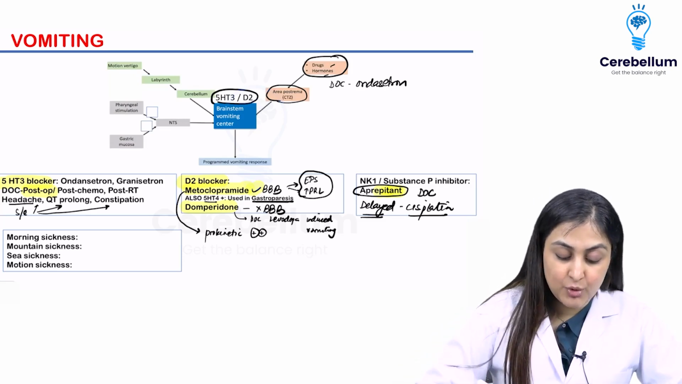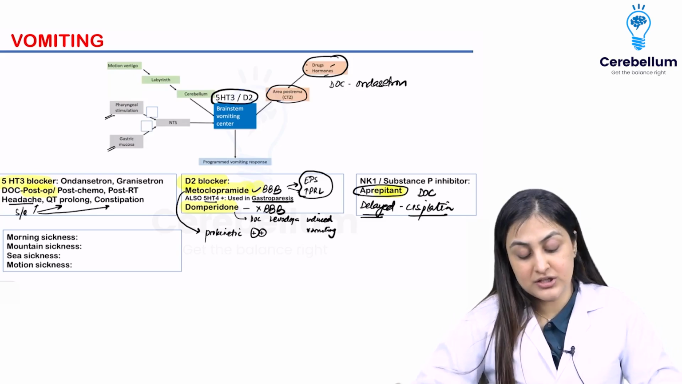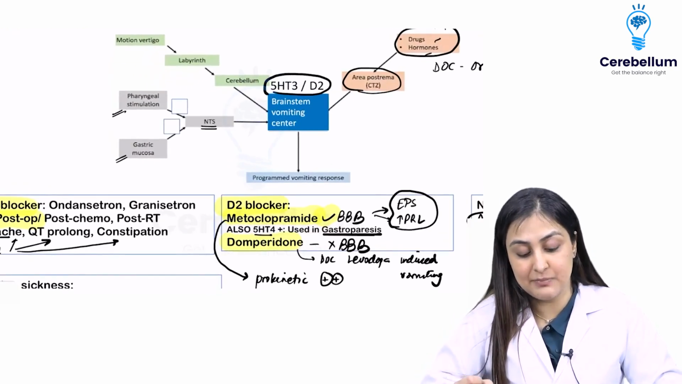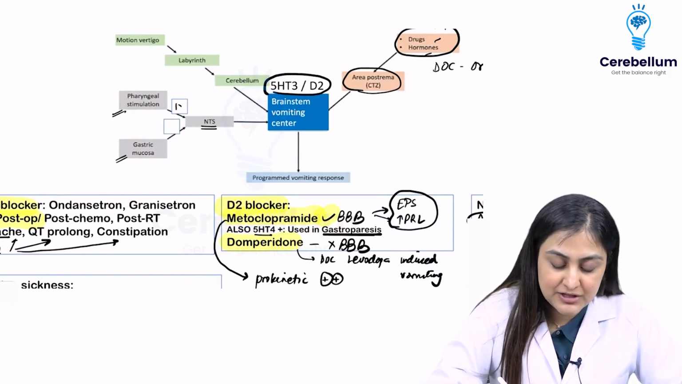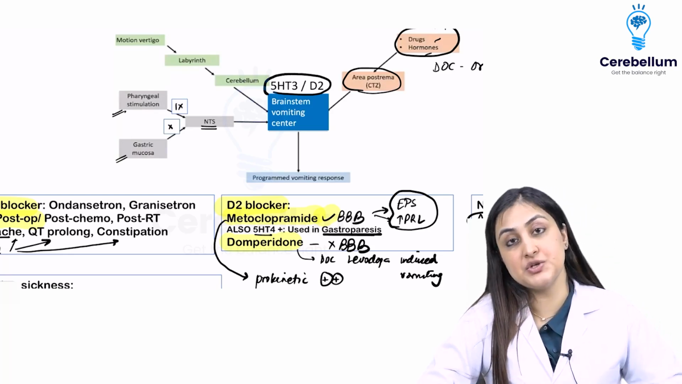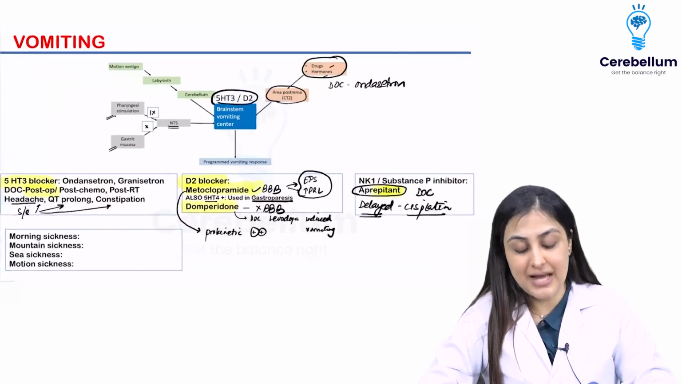Then we can have motion which can stimulate the cerebellum, or you can have gag reflex or the stomach which acts via the nucleus tractus solitarius and promotes vomiting. So remember, pharyngeal stimulation is via glossopharyngeal, whereas gastric stimulation is via the 10th cranial nerve. Okay, so this is how the vomiting physiology happens.